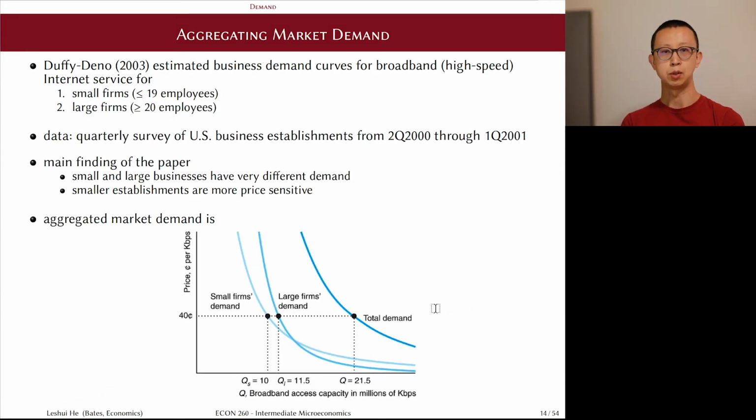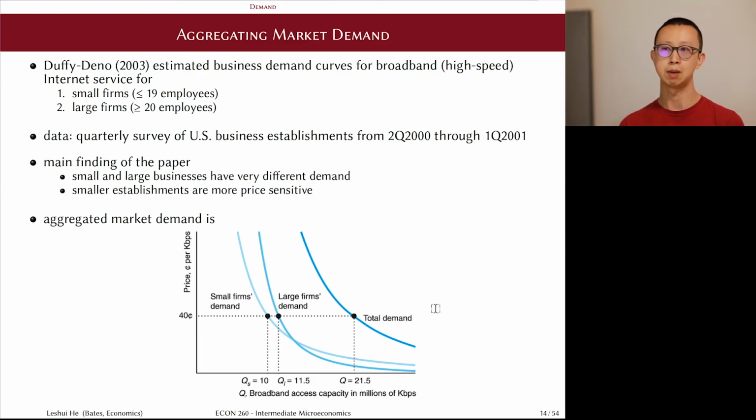In this particular context, I want to bring up this example of empirical study mentioned in the textbook. This is Duffy and Dino's empirical work in 2003 that studies business demand curves for broadband internet. Around the year 2000, internet was becoming mainstream, and most companies started to invest in getting connected. So this study is very relevant at the time. The data they use is a quarterly survey of US business establishments from the second quarter of 2000 through the first quarter of 2001. A main finding of the paper is that small and large businesses actually have very different demand for internet services.